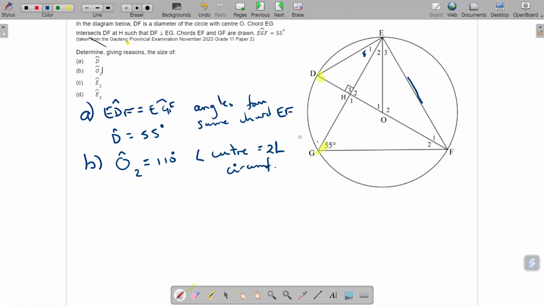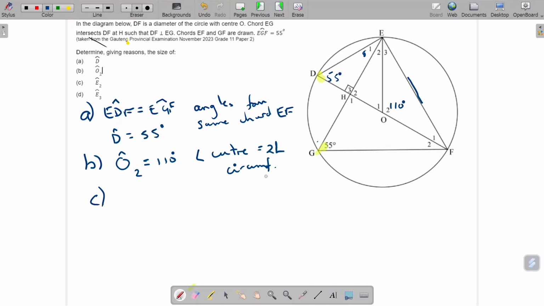So we now know that this angle is 55, and we know that this angle is 110. Again, I always encourage my students to write on the diagram what they've discovered, so that the diagram is part of their thinking. We now want to move on to question C, which is about angle E2.